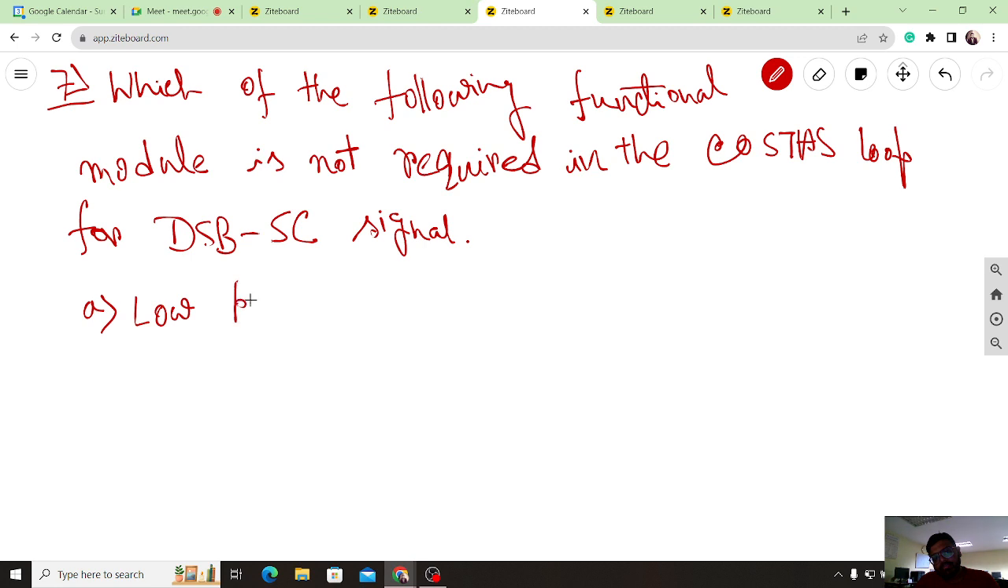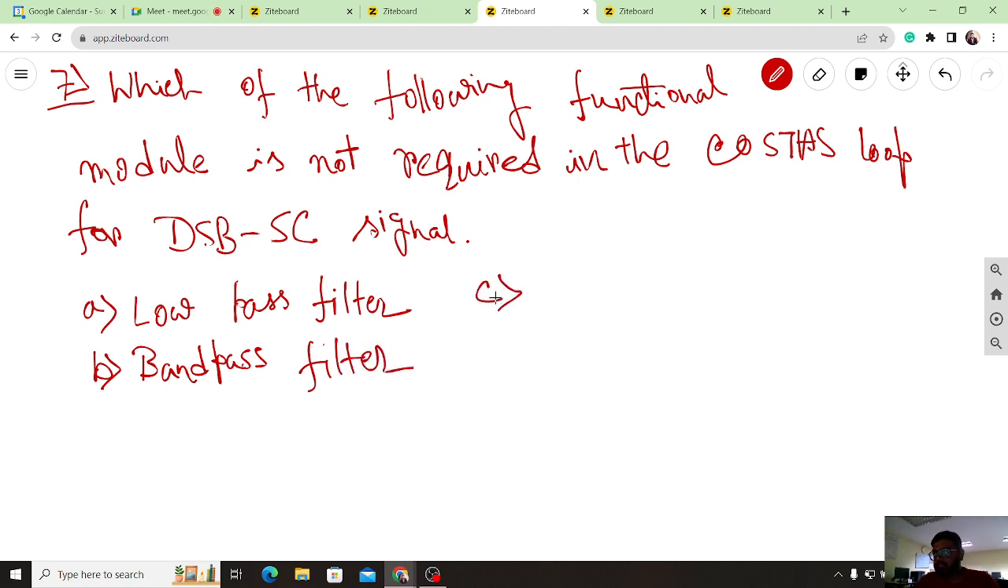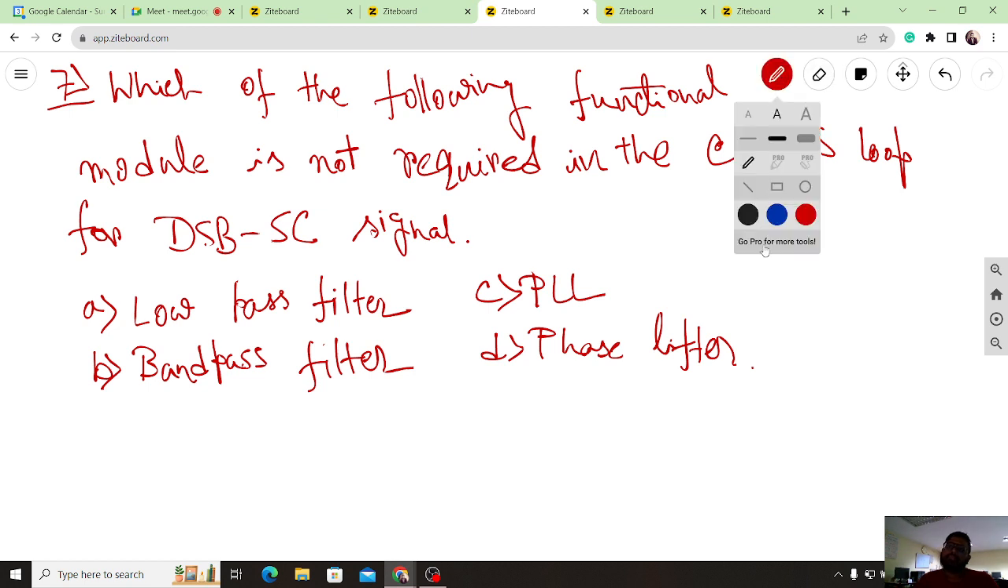A low pass filter, a band pass filter, a PLL, and a phase lifter. Sir, can I know what is option D, phase? Phase lifter. Okay, thank you.